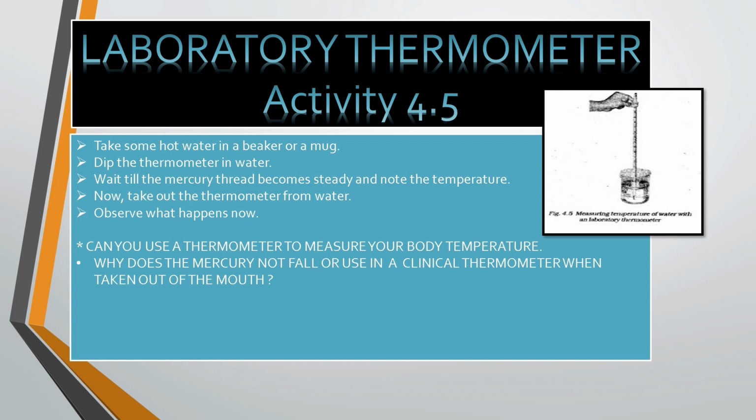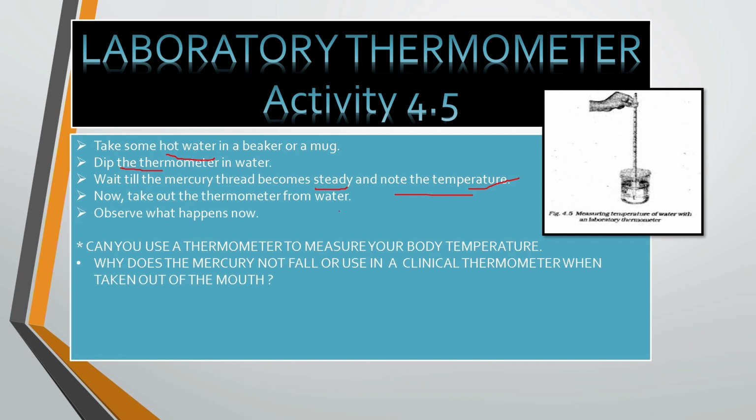Just like in the last activity we used cold water and tap water, in the next activity we will do the same with hot water. Again we will dip the thermometer and we will watch the mercury thread until it becomes steady. The mercury inside the thermometer keeps increasing, and when it becomes steady, when it stops and gets fixed, then we will note the temperature. Now take out the thermometer from the water. But before taking it out, note the temperature of the hot water.